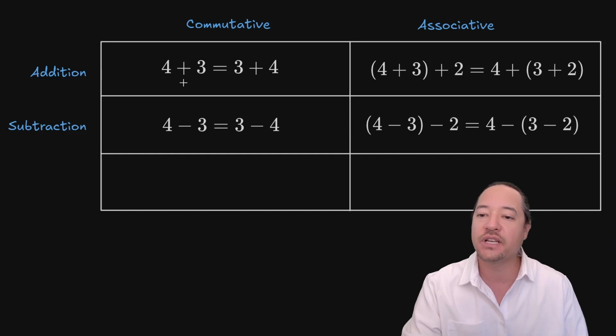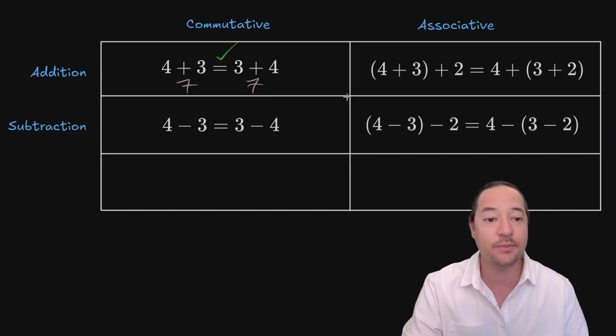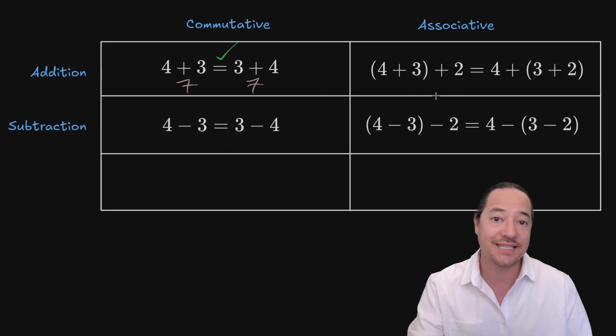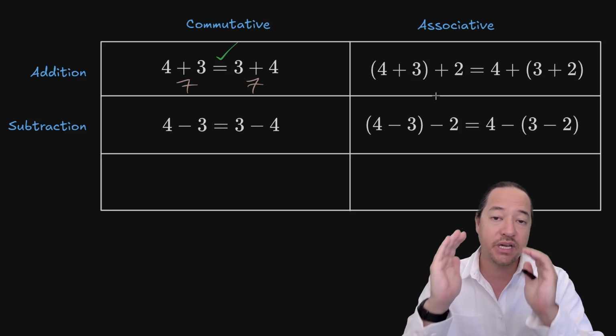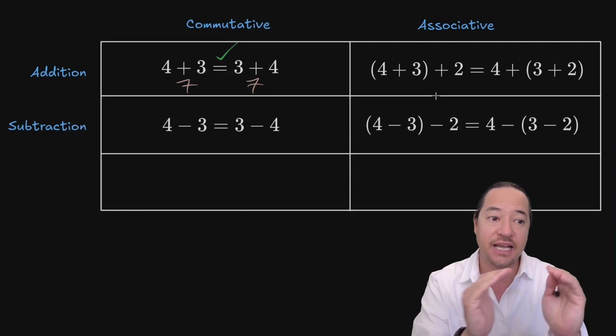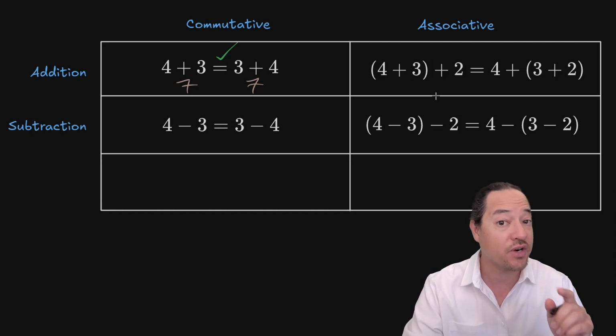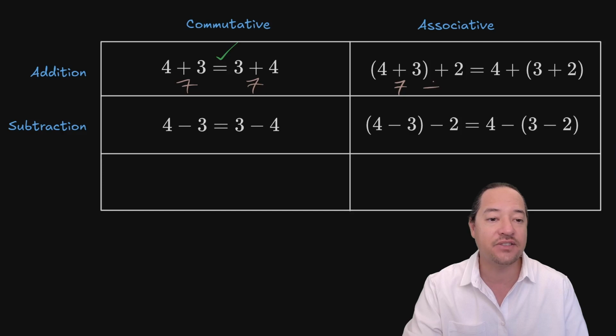So 4 plus 3 is going to equal 7. 3 plus 4 is going to equal 7. Yeah, that works. Addition is commutative. Okay, that's what we expect. The associative property tells us that the grouping doesn't matter. We can group the operations in any way we want, and we should get the same answers. So let's try that again. So here on the left side, 4 plus 3 is 7. So 7 plus 2 is going to be 9. And over here, 3 plus 2 is 5.